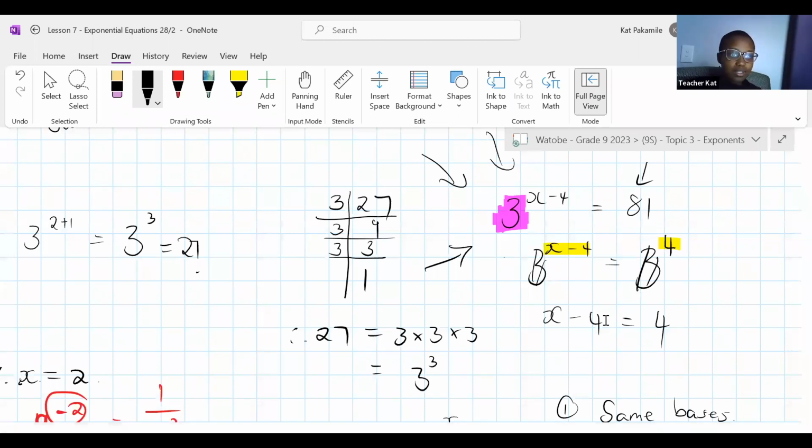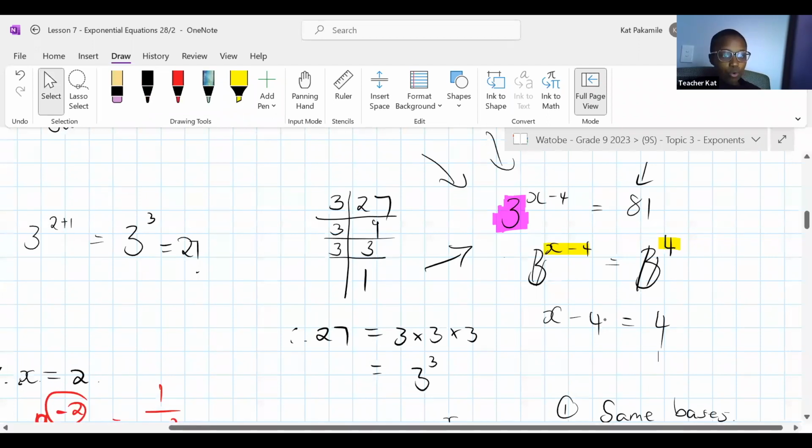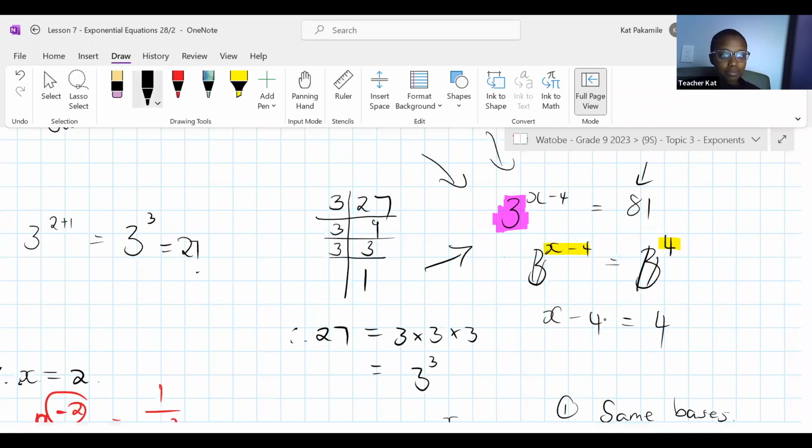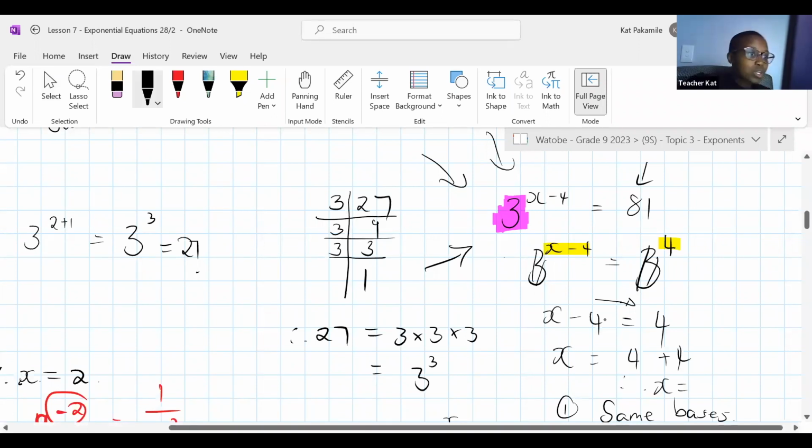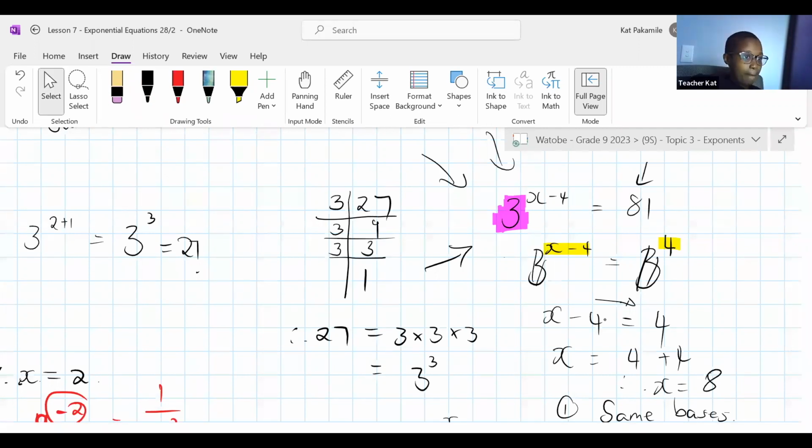So how do we solve for x? Get rid of this negative 4. If you get rid of a negative 4, it becomes a what? Plus 4 becomes a positive 4. Therefore, x will be equal to 8. Everybody who was lost, are you with me?